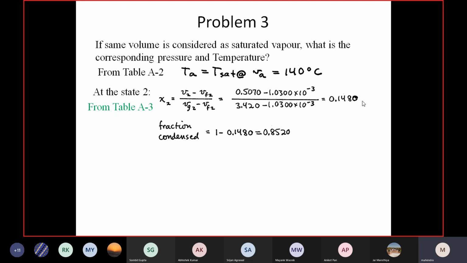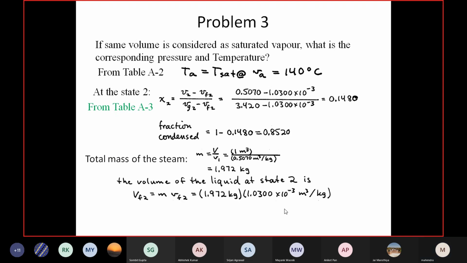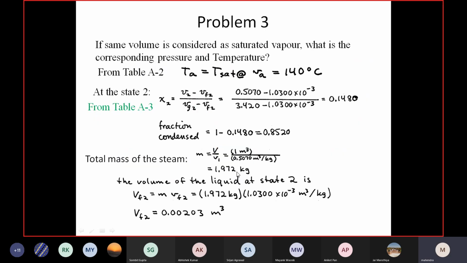That means this much amount is in the gaseous or vapor state, and the rest is all condensed to liquid, this much amount of liquid, because it is a very low pressure, right? Then what is the total mass? This is the total mass. Mass equal to volume divided by specific volume, we will get this. Fine. This is about the problem, a simple problem that you can understand.